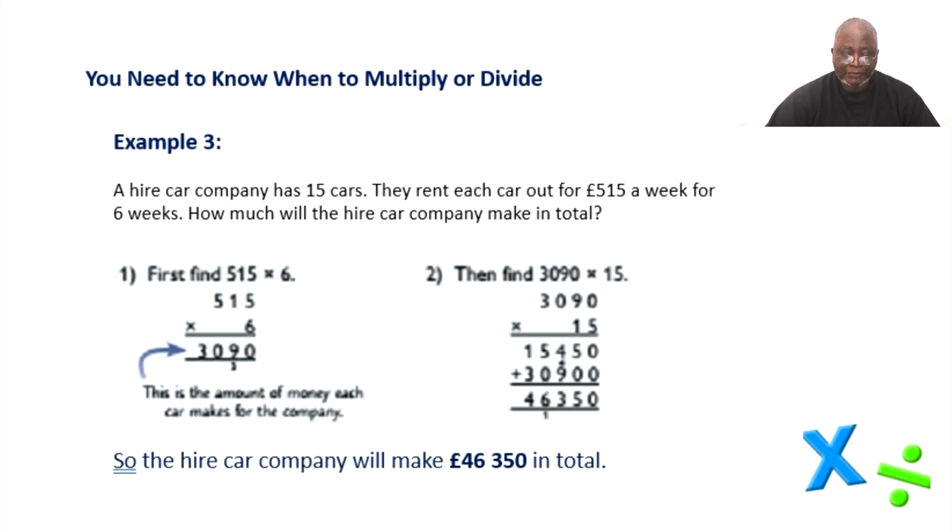Now you need to use that figure to find out how much income 15 cars will generate at the same hire price, which is 15 times 3090. You do your long calculation. 5 times 3090 is 15,450, and then 10 times 3090, remember that one is really 10. That's why you have a double 0 at the end, is 30,900. Add them together and you'll have 46,350. That is the money generated by all 15 cars.